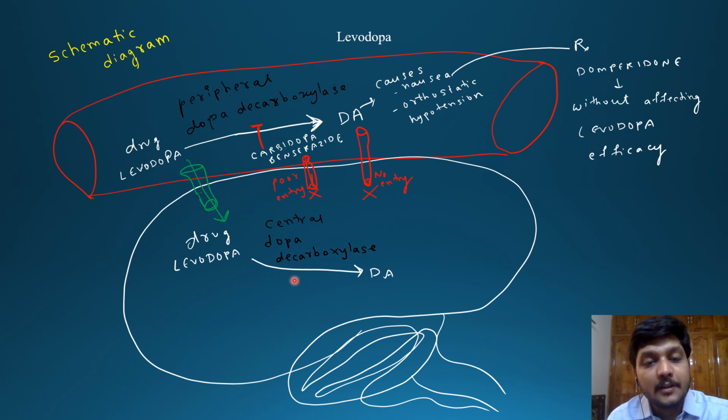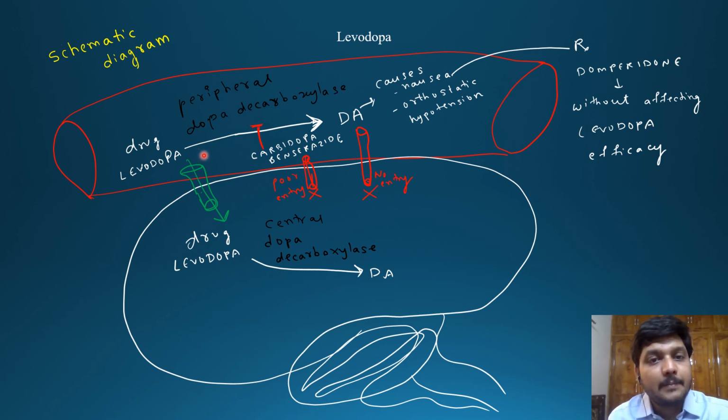After entering the brain, dopa decarboxylase is the enzyme which converts levodopa to dopamine. The same enzyme is present in the blood also. If the enzyme is present in the blood, we call it peripheral dopa decarboxylase. The enzyme in the brain we call central dopa decarboxylase. If levodopa is activated to dopamine in the periphery, in the blood, we cannot achieve our target. We would have to give more and more doses of levodopa.